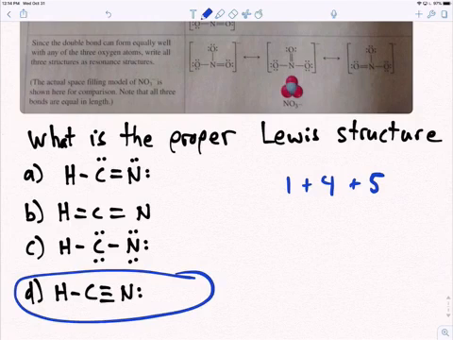Option A, there's 2, 4, 6, 8, 10, 12 electrons. So this would be a -2 ion. This is proper for a -2 ion. This one has only 8 electrons, and it also has a double bond to hydrogen.